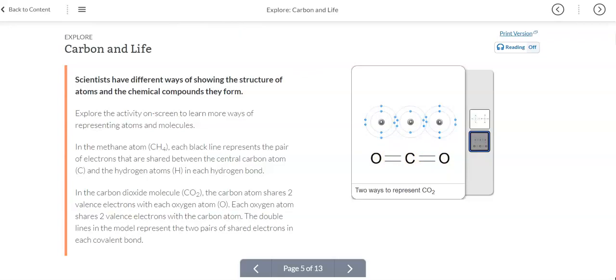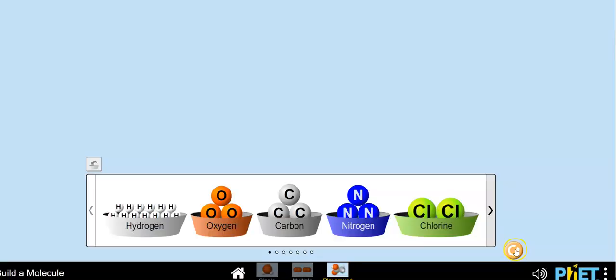You can also see that in our space-filling model in the lesson with CO2. Let me put my carbon dioxide together. Carbon dioxide. Now it's carbon monoxide because there's only 1 oxygen.